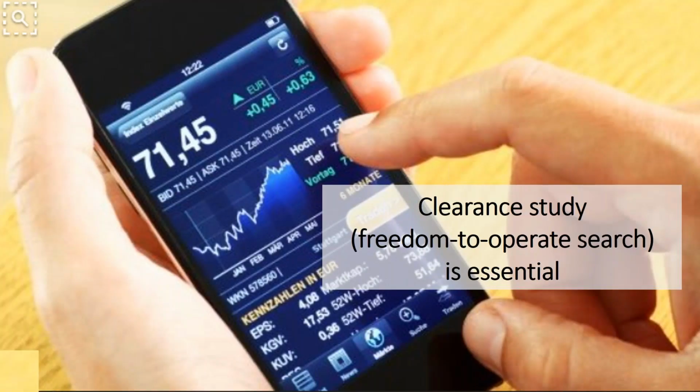Now, clearance search or freedom to operate search is essential. So this search that ensures that you are not infringing any patent rights is called a clearance study or freedom to operate search. So I'll give you one example here.